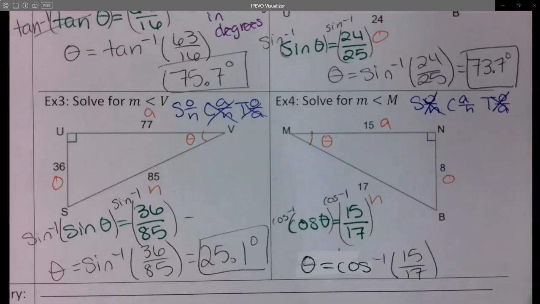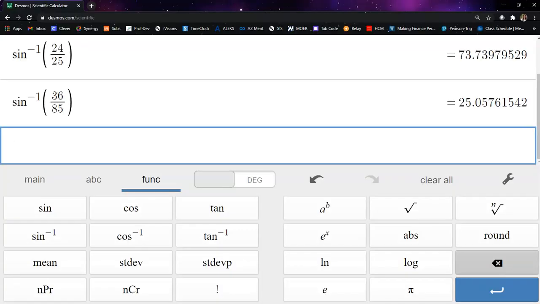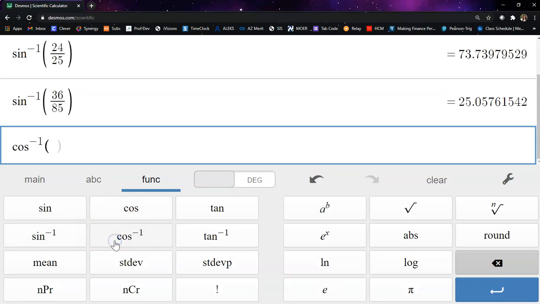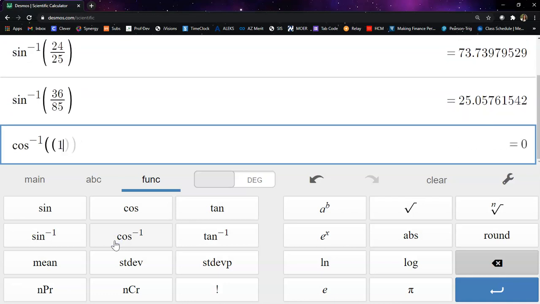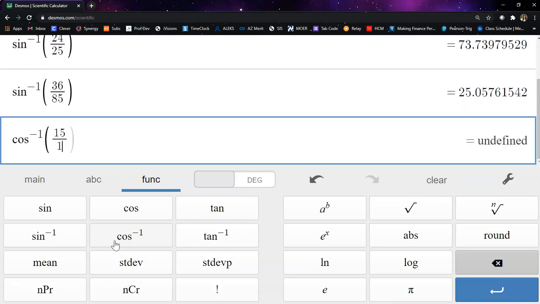Okay, then I want to go ahead and type this into Desmos. So I'm going to have the cosine inverse, and then I'm going to have 15 over 17. There we go. This gets me 28 point, and this one's going to round to 28.1.